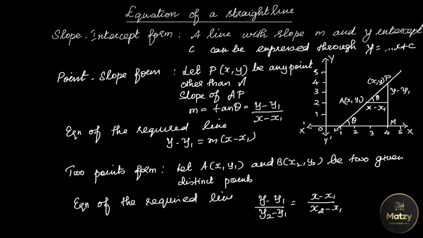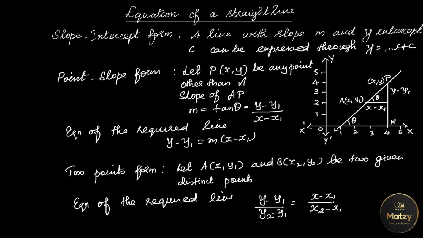point slope form. That means one point is given, one line is there. See, in this diagram, I have drawn a line AP. Okay, P is a point x comma y. Coordinates of P is given. Similarly, coordinates of A is also given. Coordinates of A is x1 comma y1. Coordinates of P is x comma y.